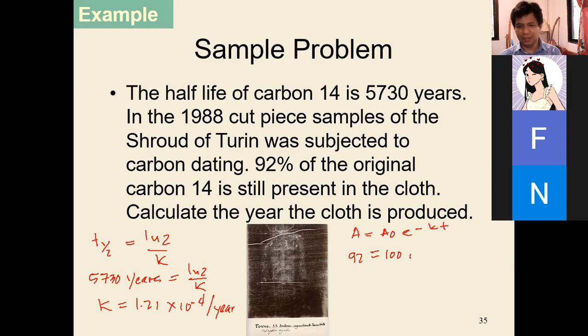Okay, so tapos yung negative k, na-calculate natin 1.21 times 10 to the minus 4. So negative 1.21 times 10 to the minus 4, tapos times t. Yung t na makukuha nyo dito will be in years. So, ganun lang yan. Ln, kung ayaw nyo mag-shift solve, 92 divided by 100. Tapos, divided by negative 1.21 times 10 to the minus 4. So, this will give you the number of years.